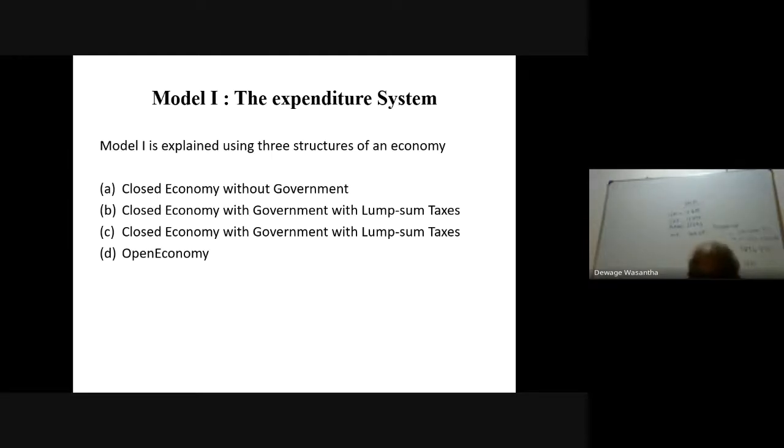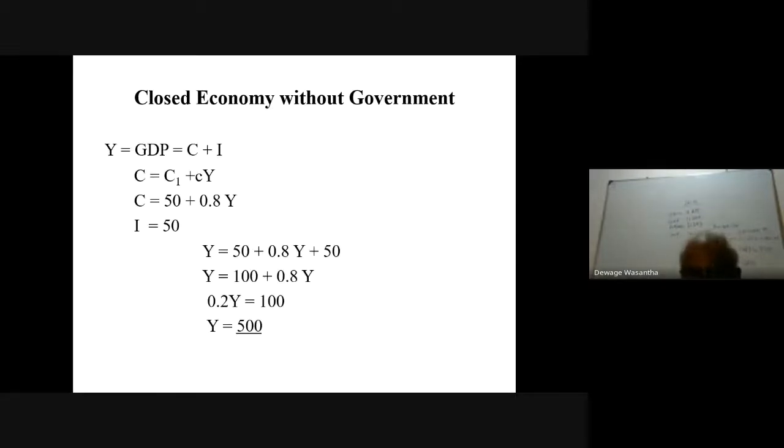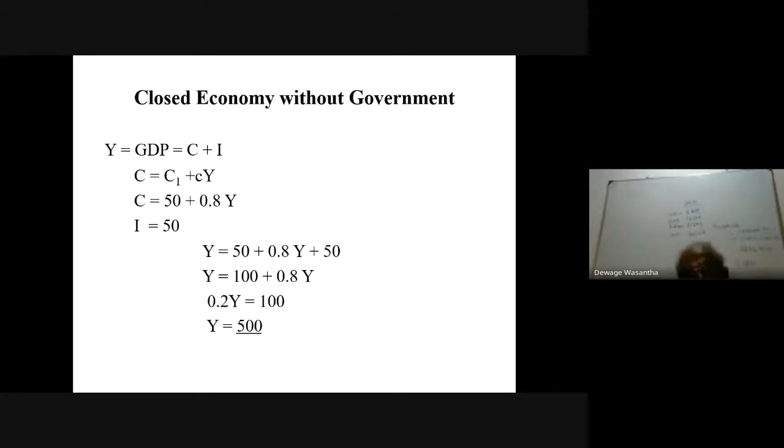The simplest model is a closed economy without government. It is very easy to calculate the GDP. What is GDP? GDP equals C plus I. Why is that? GDP comes from the business sector, the firm sector. Firms produce consumption goods for the household. Then firms produce investment goods for other firms. Therefore, gross domestic product equals C plus I.